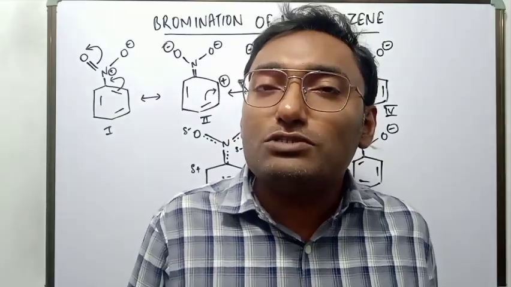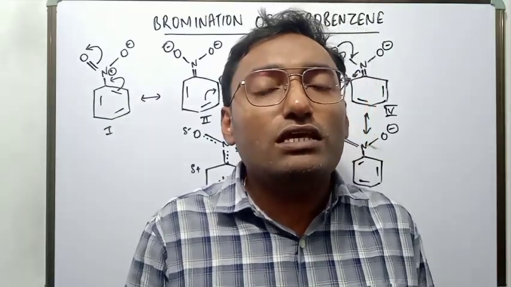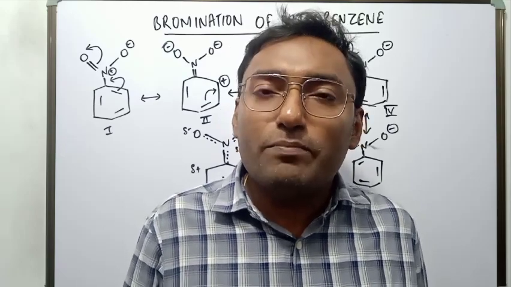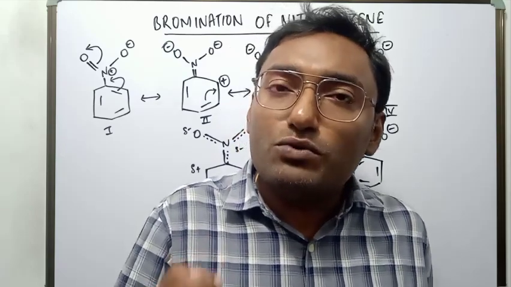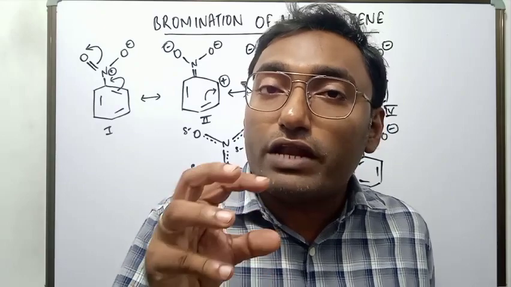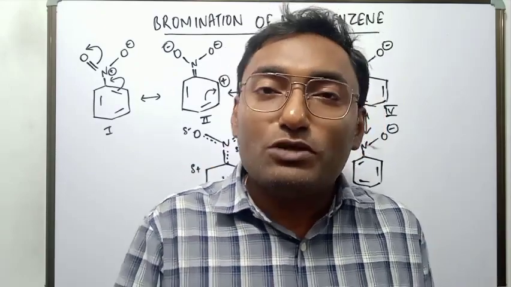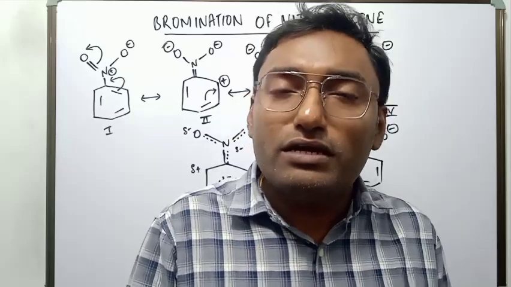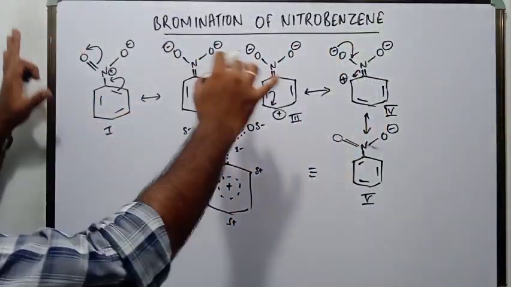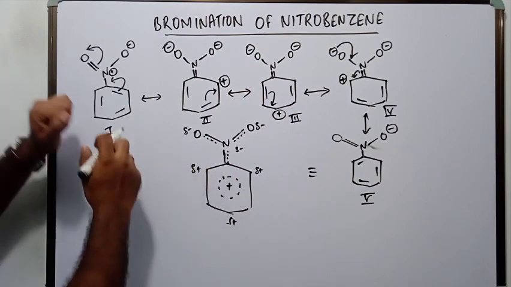To know the answers to these questions, we have to see the structure of nitrobenzene, and also we have to introspect the effect of the nitro group on the electron density of the benzene ring. So let us look at that point, the bromination of nitrobenzene.